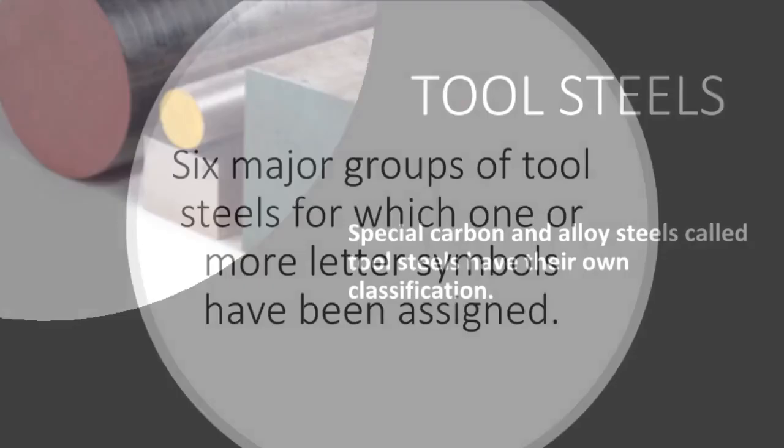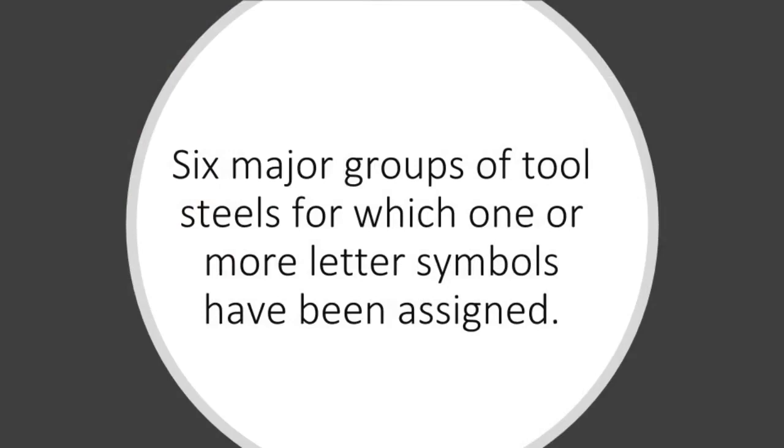There are six groups of tool steel: water hardening, cold work, shock resisting, high speed, hot work, and special purpose plastic mold tool steel. The choice of group to select depends on cost, working temperature, required surface hardness, strength, shock resistance, and toughness requirements.